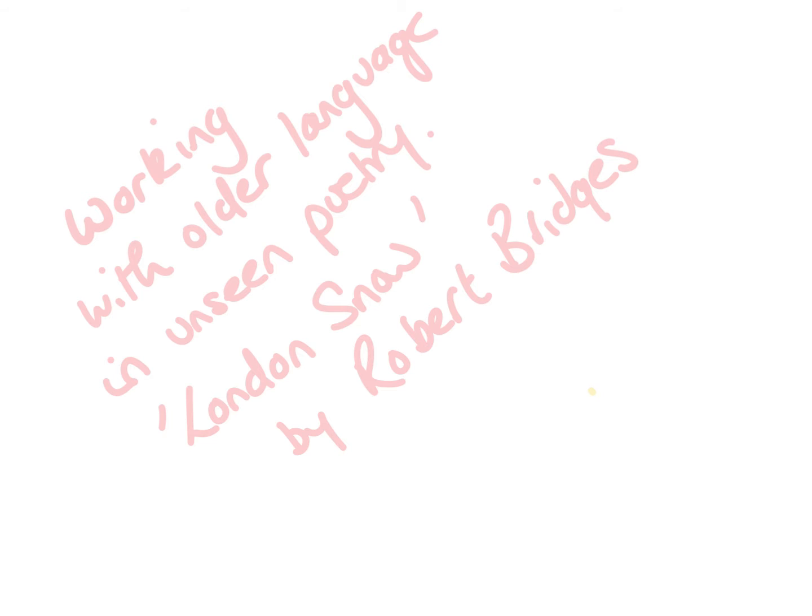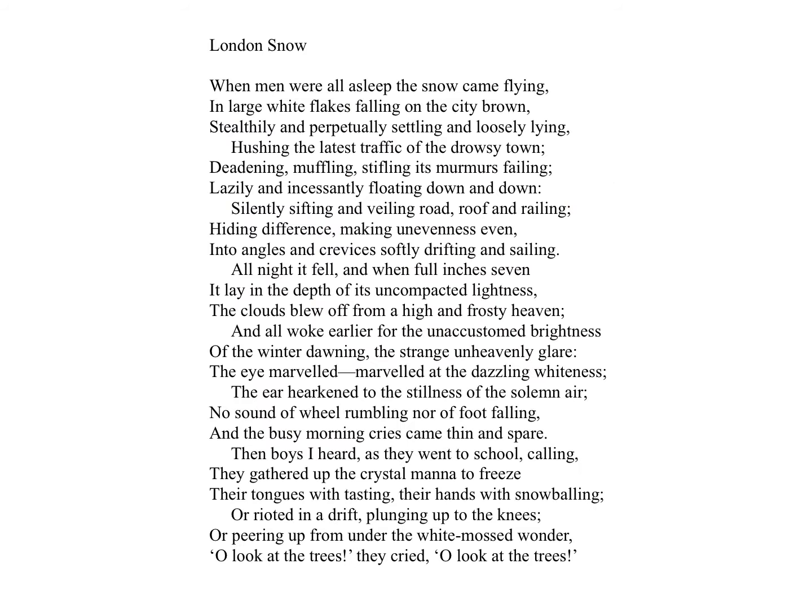Now, we're going to use London Snow by Robert Bridges, and the section we're looking at is an extract. The poem itself is a little bit longer than this. You can see the whole poem online. Poetry Foundation has got one version of it online. So this is going to go on the basis that you've had a read of the poem yourself to start off with. And if you haven't read it, then just take a moment to pause this video and read it from here on in for yourself.